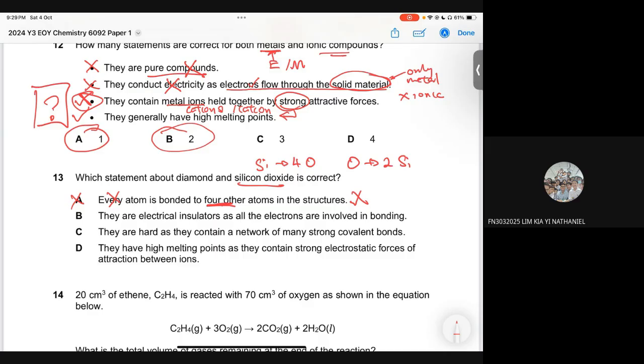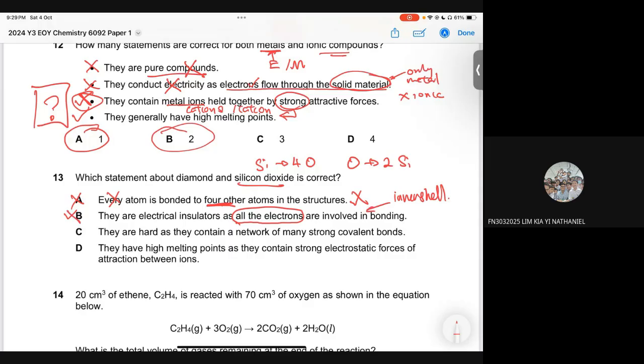Next, they are electrical insulators as all the electrons are involved in bonding. We do know that diamond and silicon dioxide cannot conduct electricity. Okay, sorry, this one is a trick question again, because not all the electrons are involved in bonding. You still have an inner shell. Inner shell is not involved in bonding. So this one is damn tricky. So actually B is also wrong.